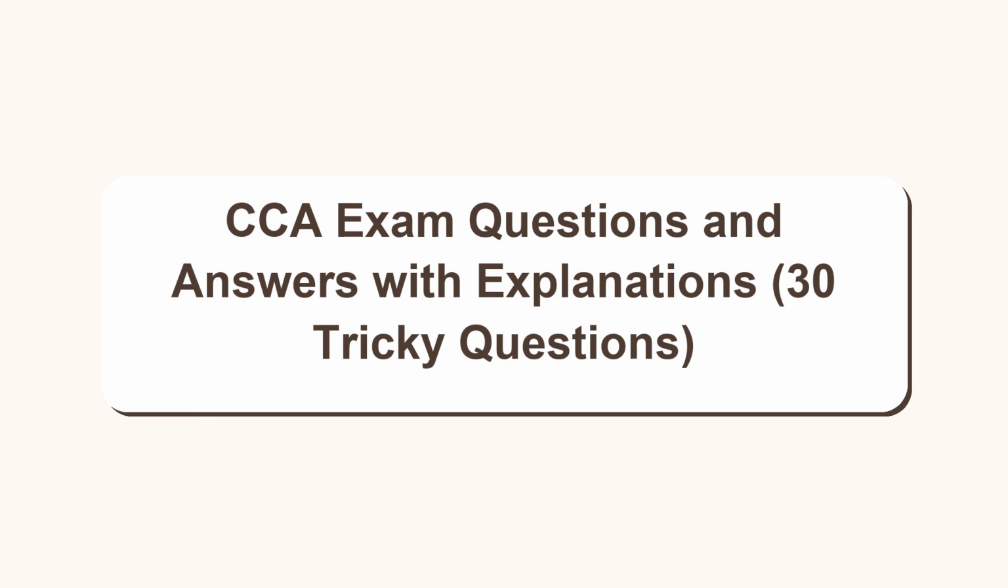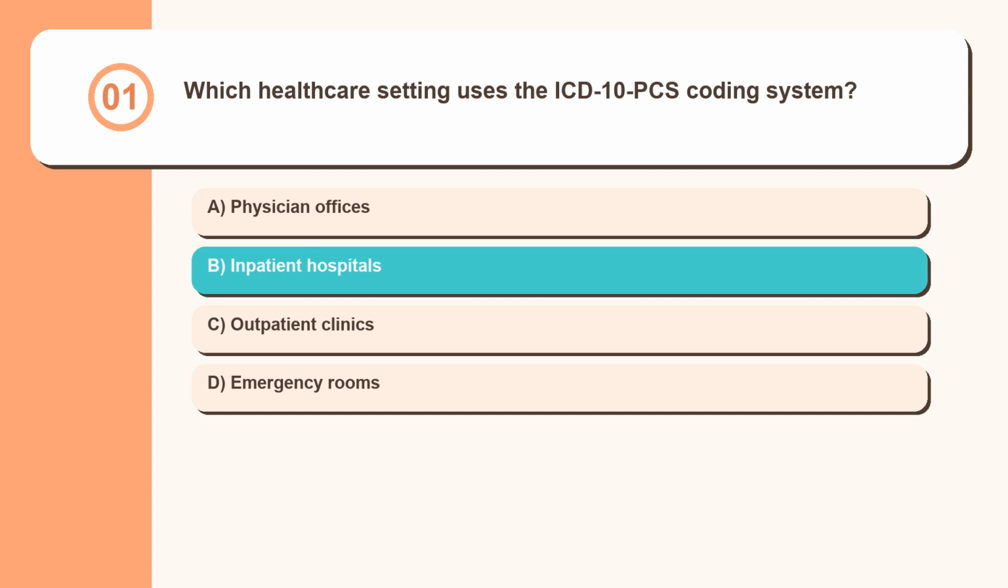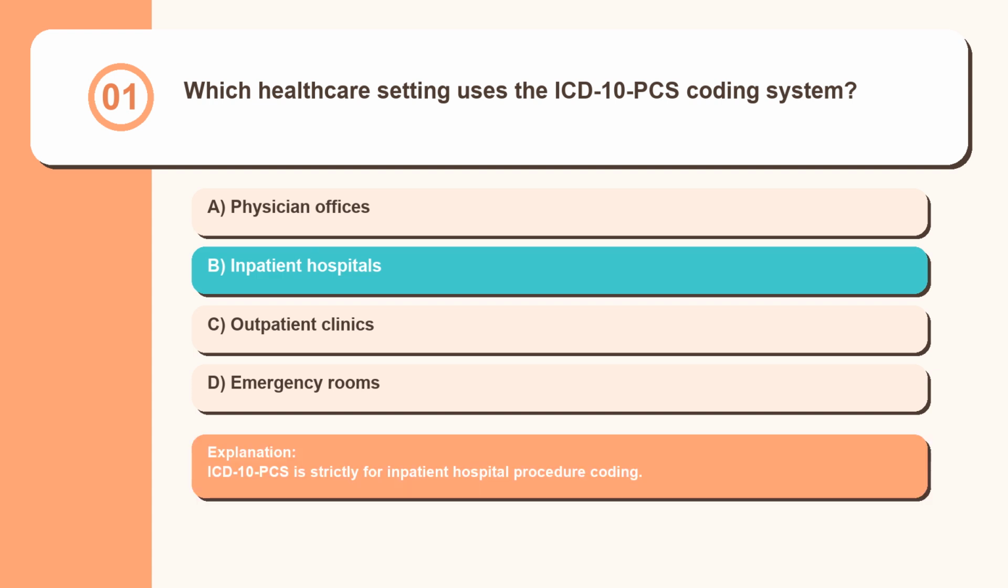CCA exam questions and answers with explanations, 30 tricky questions. Question 1. Which healthcare setting uses the ICD-10 PCS coding system? Physician offices, inpatient hospitals, outpatient clinics, emergency rooms. ICD-10 PCS is strictly for inpatient hospital procedure coding.